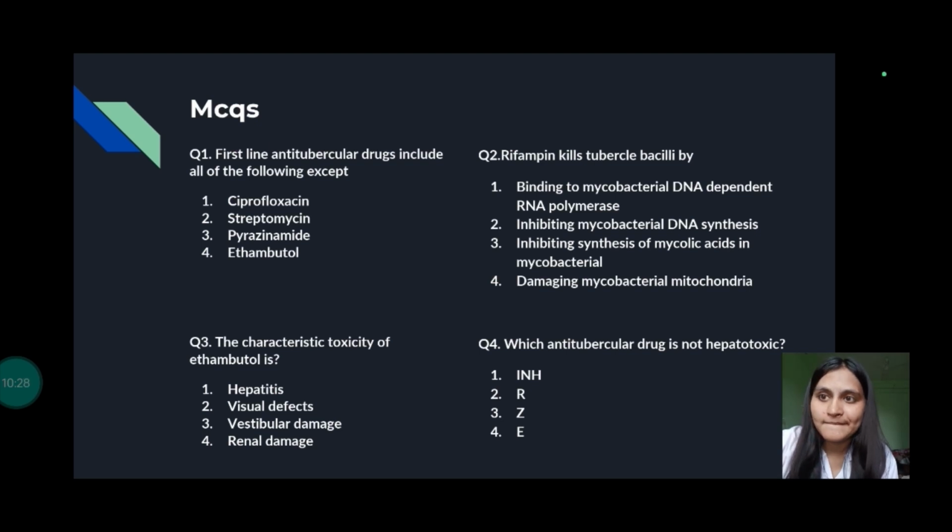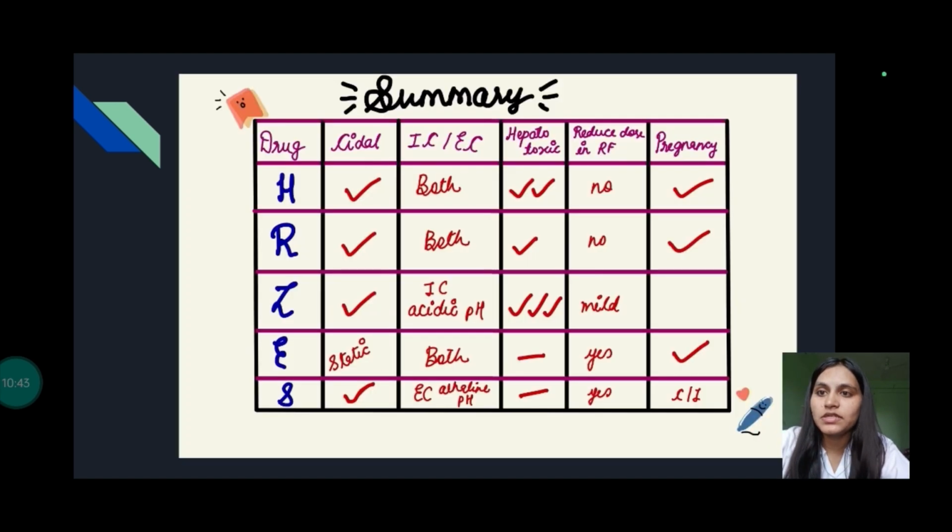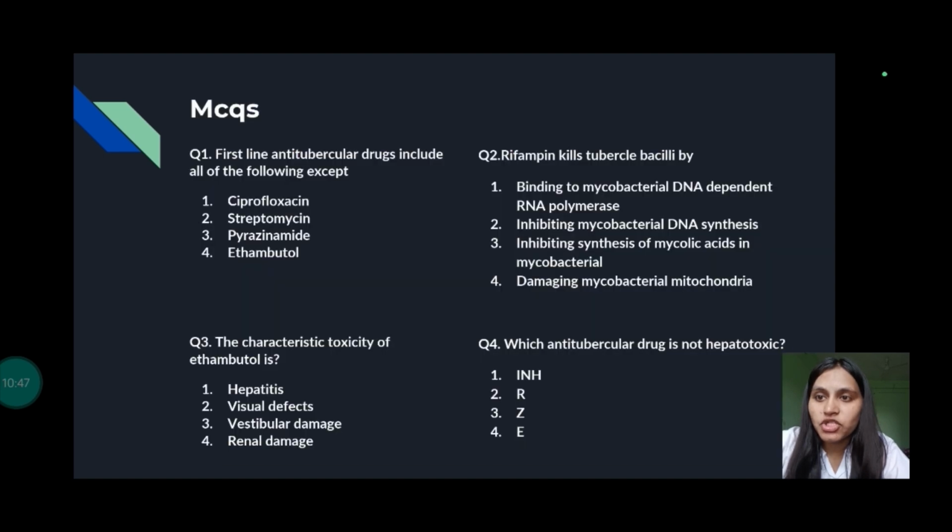So the final segment, which is MCQs. Question number 1. First line anti-tubercular drugs include all of the following except. So the mnemonic which we learned for anti-tubercular drugs is HRZEX, which has been given here. So the drug which is not a part of this is ciprofloxacin, which is the correct option.